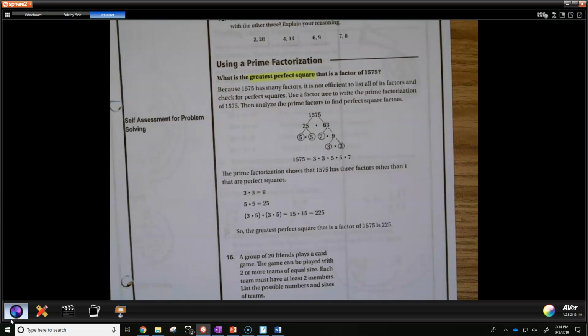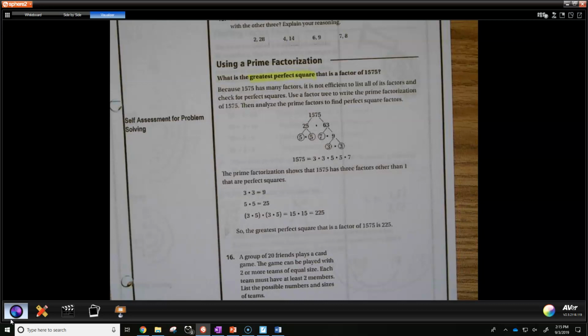Now, we could do it that way. We'd have to list every single perfect square. We'd have to list all the factors. Do we want to list all the factors of 1,575? No. So here's how you do this shortly using prime factorization.